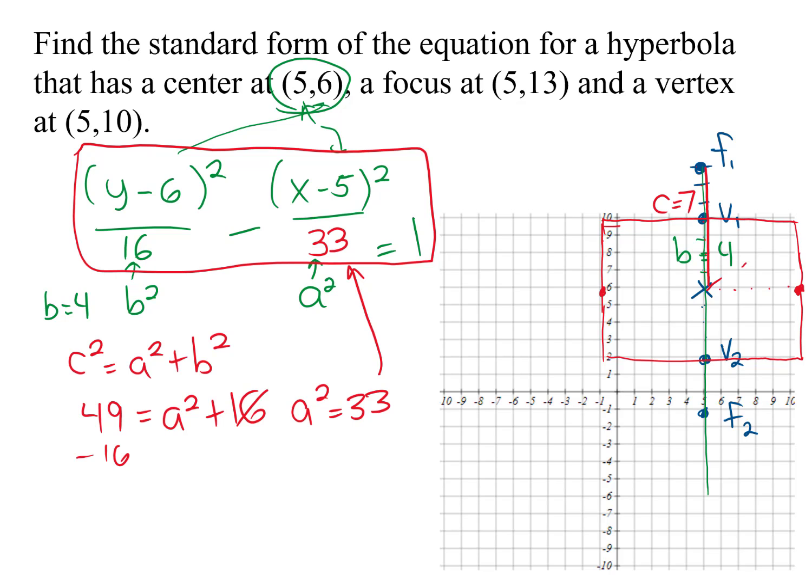And then I could draw my asymptotes. They're the diagonals of this guide rectangle. And then I'm ready to draw my hyperbola. It needs to go through the vertex and head towards the asymptote.